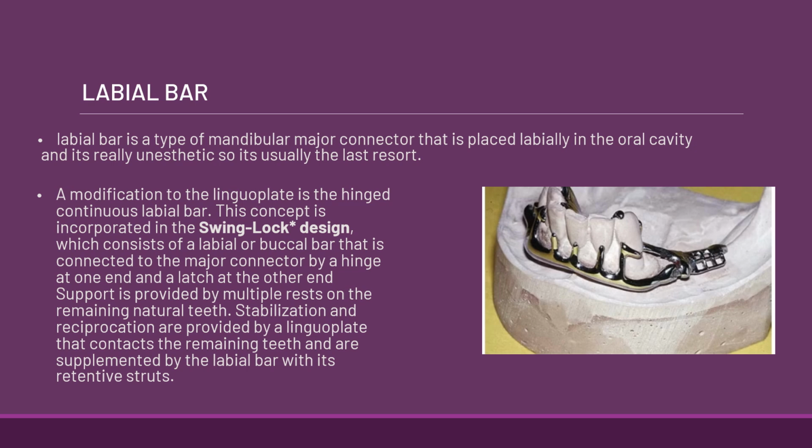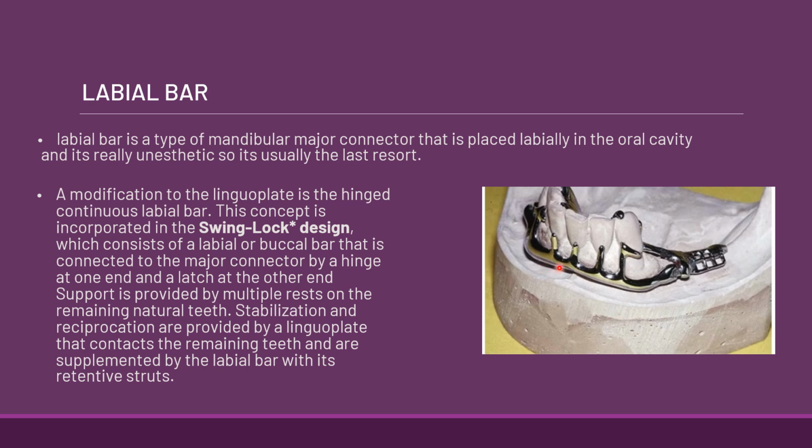Okay, so the labial bar will be the last one of your major connectors. The labial bar is a type of mandibular major connector that is placed labially in the oral cavity, and it's really unaesthetic. So that's why it is usually our last resort. We first try our best to go for other kinds of mandibular major connector. If not, then we go for this. Why? Because it's really unaesthetic.